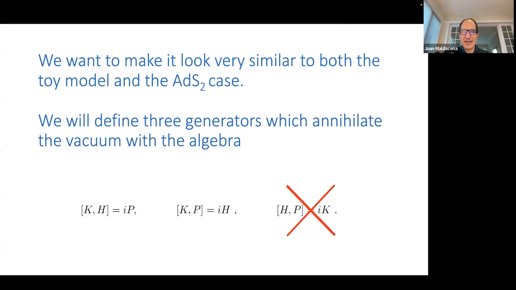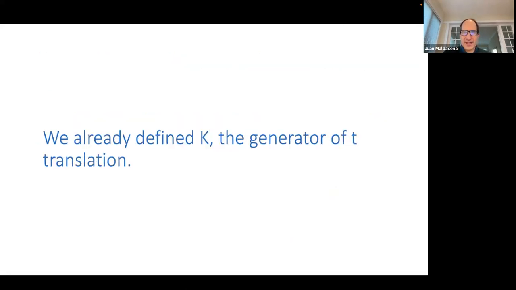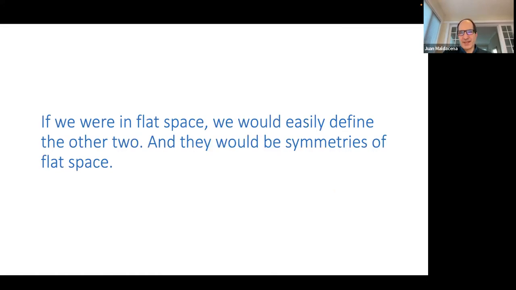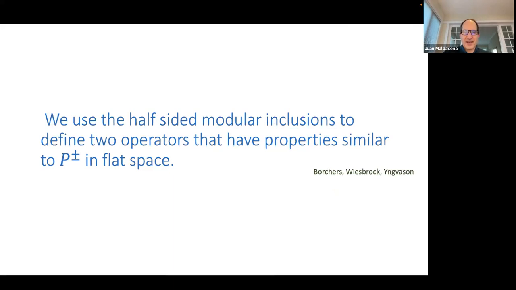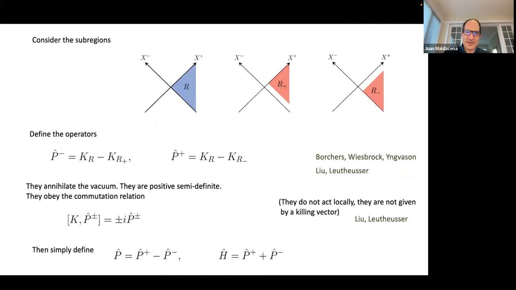And for that, we'll define 3 generators which annihilate the vacuum, which will obey this type of algebra. So we had the operator K, so we're going to define new operators H and P that will obey these 2 commutation relations, though this one will not be obeyed, so it will not be SL2. So we already defined K, and if we were in flat space, we could easily define the other 2. They were just the symmetries of flat space. And the idea is that in the black hole background, we can use the so-called modular inclusions to define 2 operators which have similar properties to P plus and P minus in flat space.